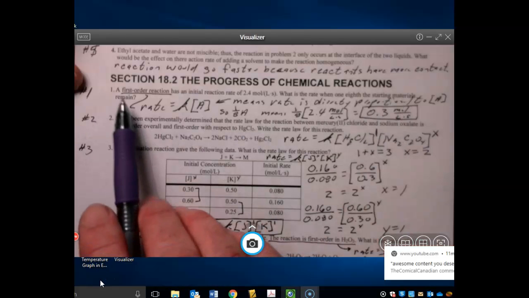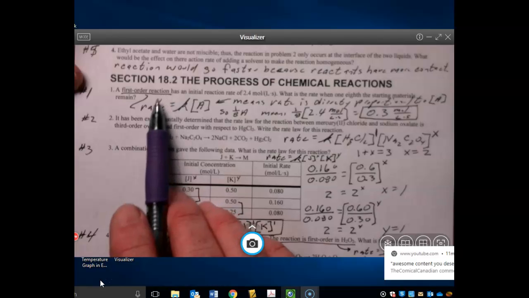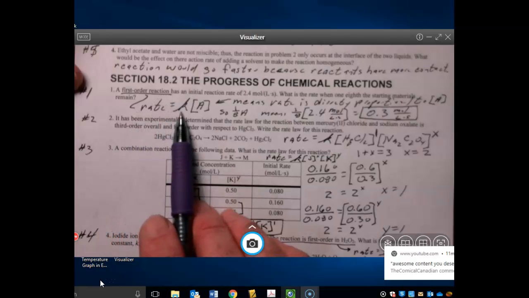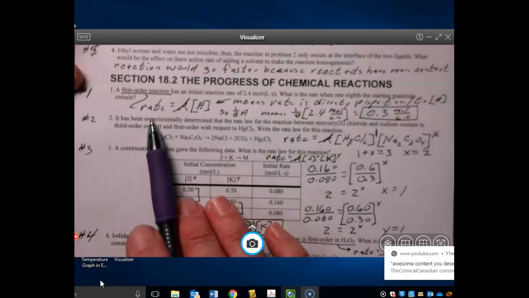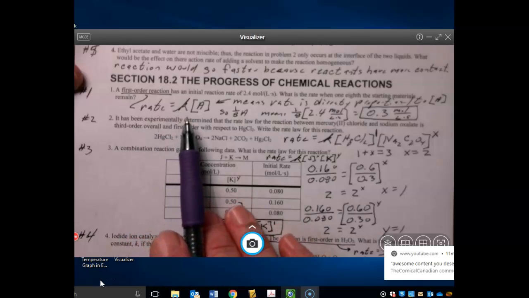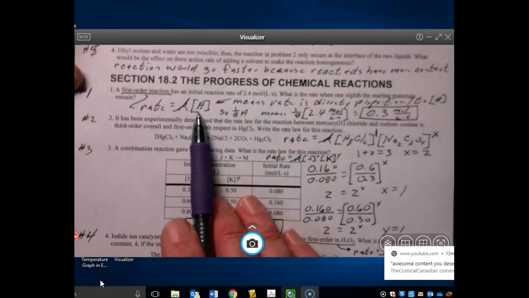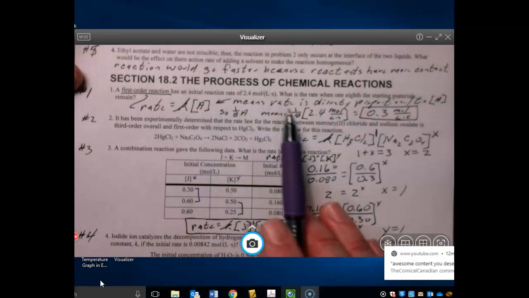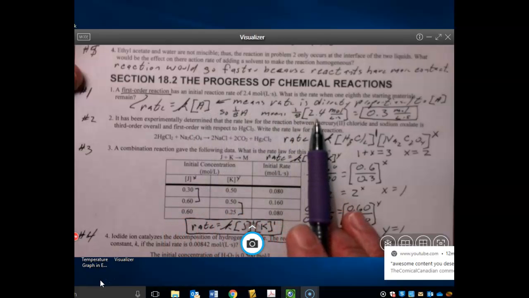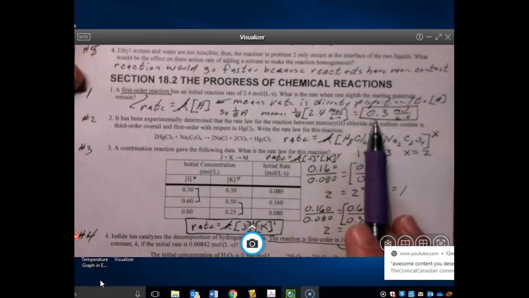Well, first of all, you have to understand what a first order reaction means. It means the rate is proportional to the concentration of the reactant. And so what this is saying is if you double the reactant, you double the rate, and vice versa. So if you have 1/8 of the reactant, you're going to have 1/8 of the rate. So all you had to do is take 1/8 of the 2.4 mole reaction rate, and the answer you got was 0.3 moles per liter second.